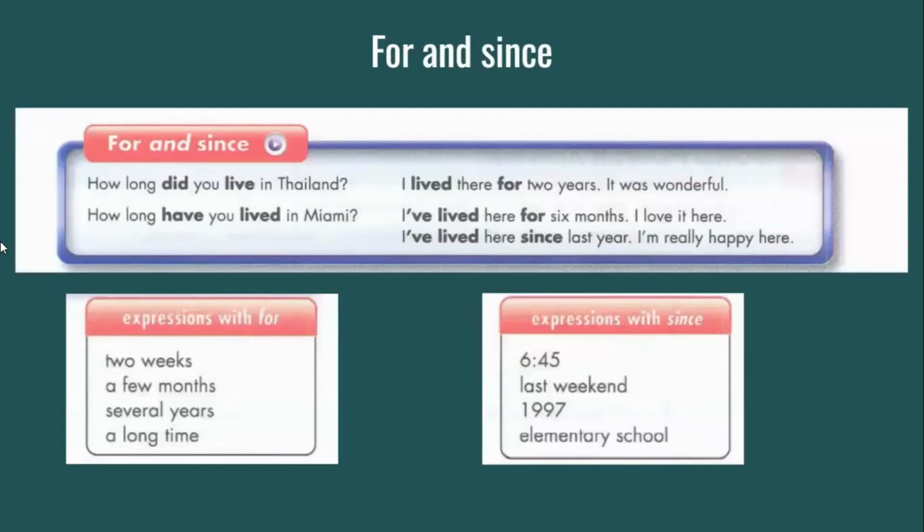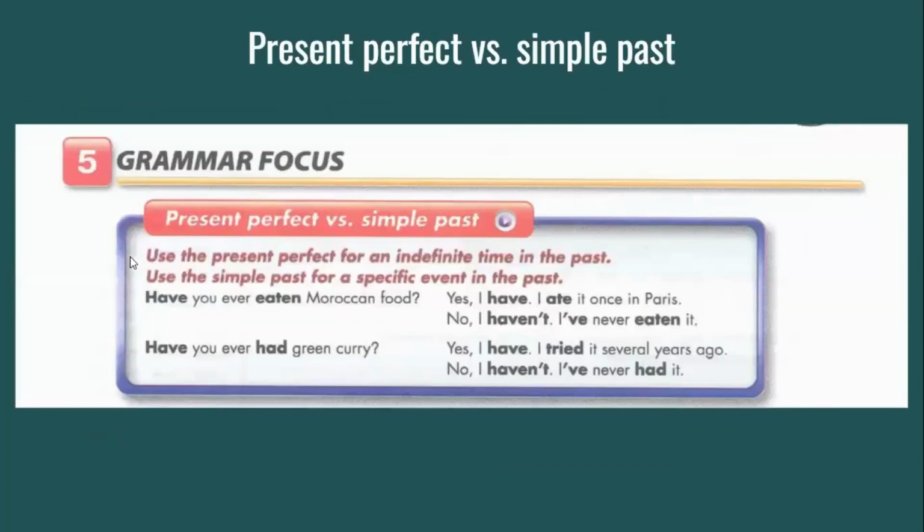How long did you live in Thailand? I lived there for 2 years. It was wonderful. How long have you lived in Miami? I have lived here for 6 months. I love it here. Or I have lived here since last year. I'm really happy here. That is how I can say it. And now the differences between present perfect and simple past.